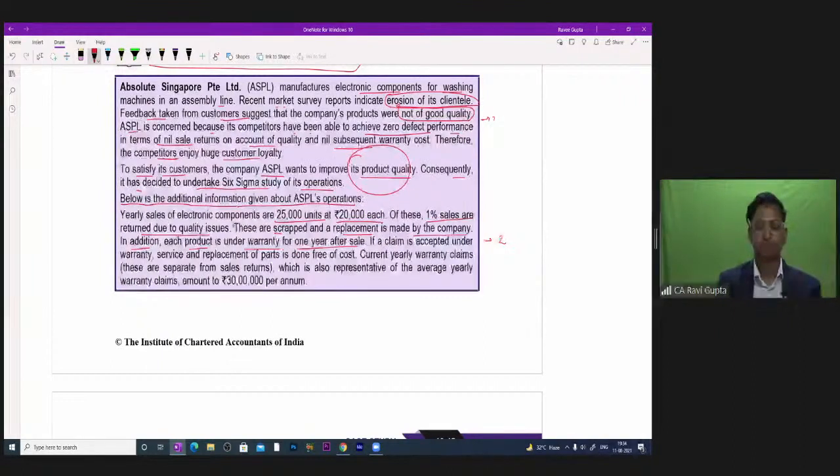Okay, so we can see there is 1% of the sales that are returned due to quality issues, and they are scrapped and replaced by the company. In addition, each product is under warranty for 1 year after sales. Warranty is given for 1 year after sales. If the claim is accepted, the warranty service and the replacement part are done free of cost. Definitely it always happens that we have to provide free of cost replacements and services. Currently, the yearly warranty claims, which are separate from the sales return, are representative of the average yearly warranty claims amounting to 30 lakhs per annum.